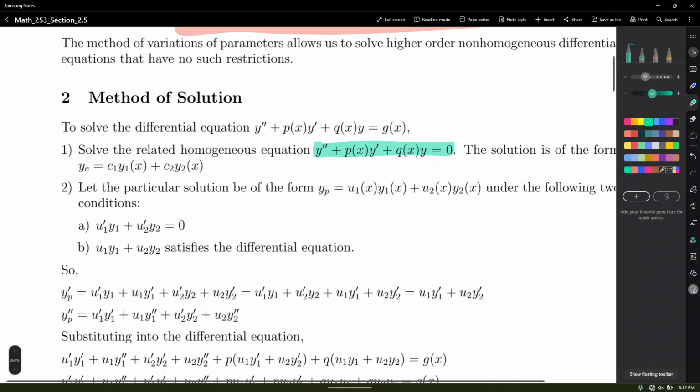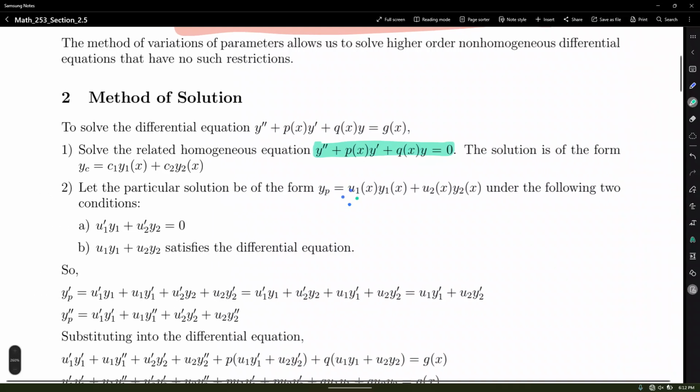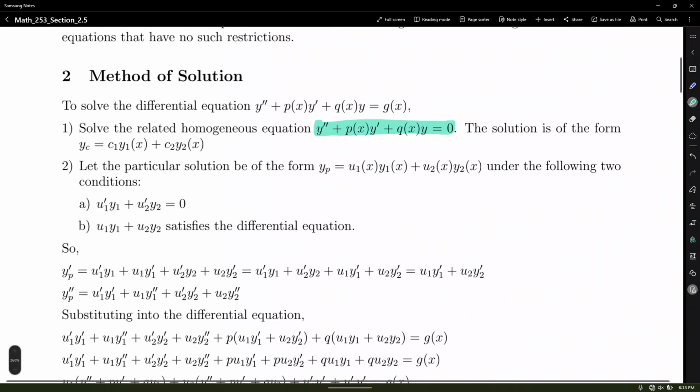And the solution will be of the form c1 y1 plus c2 y2, unless it's a higher order, then c3 y3, c4 y4, etc. But for this method, we're going to limit to order two.